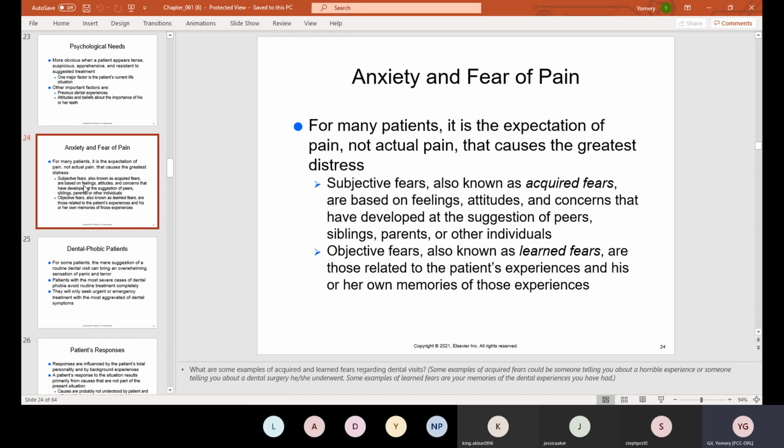So that's acquired fears. Objective fears, also known as learned fears, are those related to the patient's experience in his or her own memories of those experiences. And like I said before, it's usually something that happened to them earlier in life when they were a child or a bad experience as an adult.